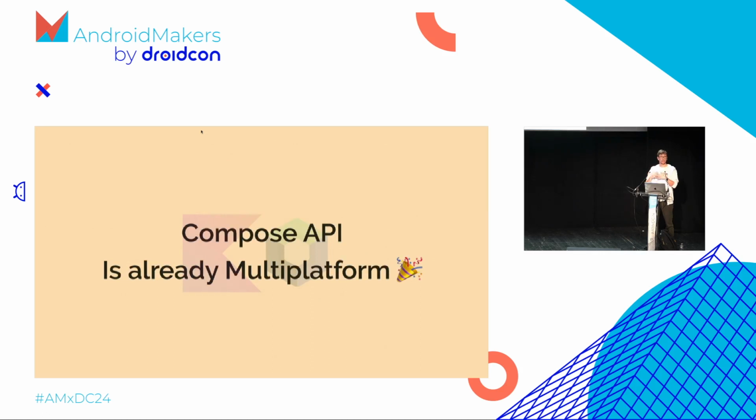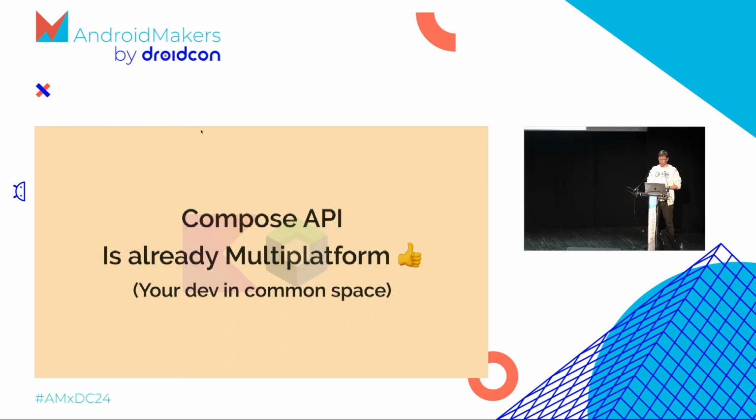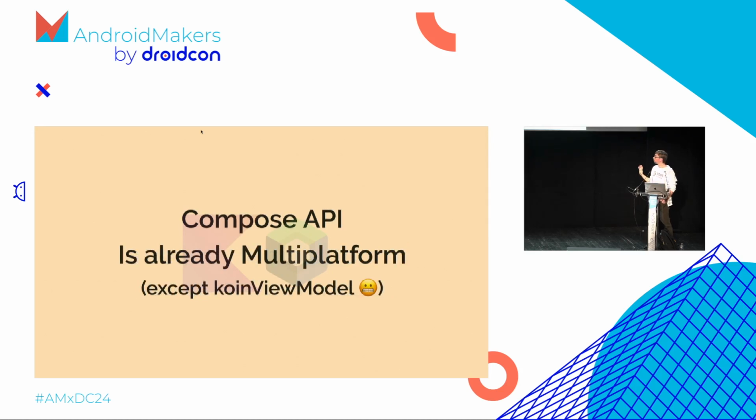The good thing is that for the KMP approach, if you are ready to share everything until the UI, you can use Compose that is already multi-platform. And then everything is in your common dev space. Then that's even better. Except the view model side, I would say, because until this week, Koin view model was not ready to go KMP, and also because Google and JetBrains are working on a new API.